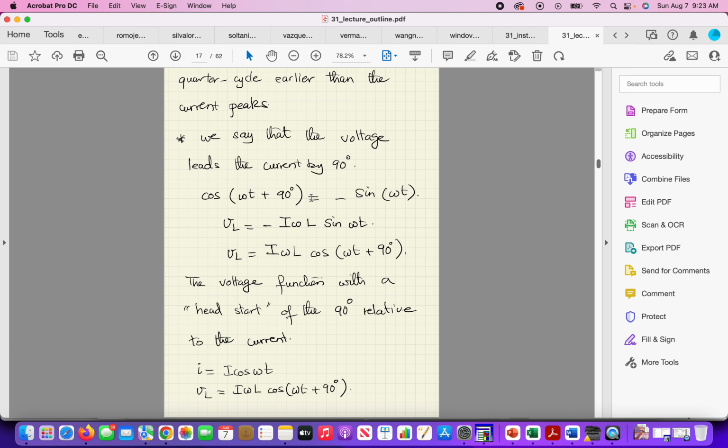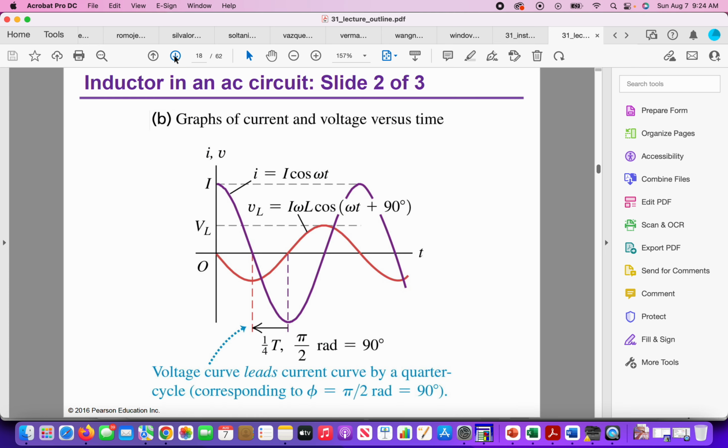We know that cosine of omega t plus 90 equals negative sine omega t. Therefore, we can say VL is I times omega times L cosine omega t plus 90. This is the voltage function with a head start of 90 degrees relative to the current. The current is I equals I cosine omega t, and the voltage at any instant is I omega L cosine omega t plus 90. We are going to see this very clearly in the phasor diagram, and in the graph also.